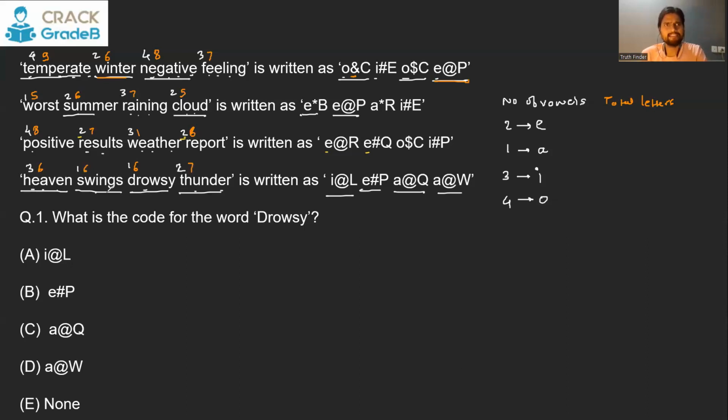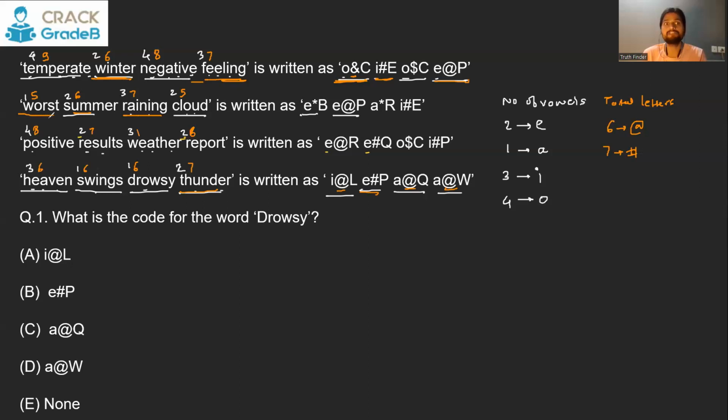So clearly, heaven, swings, and drowsy, they have 6 letters. And here in the middle, there is at. That means if total letters are 6, it should have at in the middle. And only one word has 7 letters, and what we are left with is hash. So if any word has 7 letters, it should have hash in the middle. For 6, we know at, and for 7, we know hash.